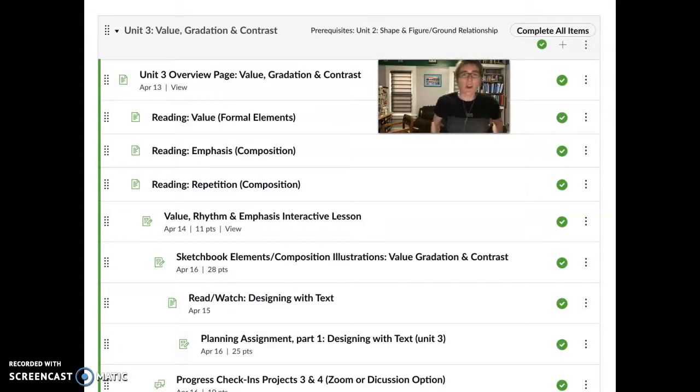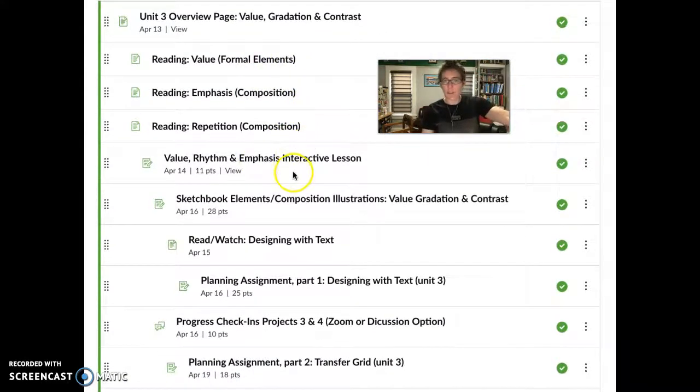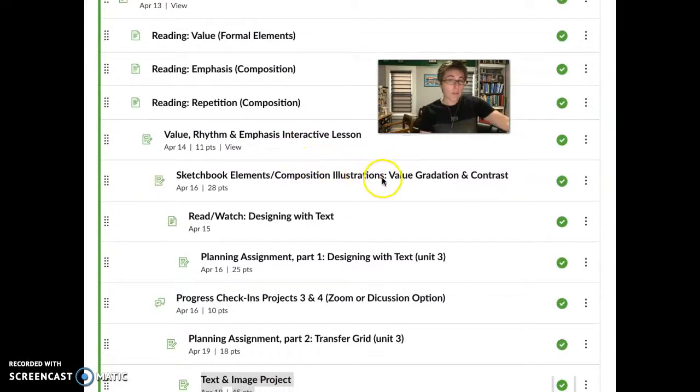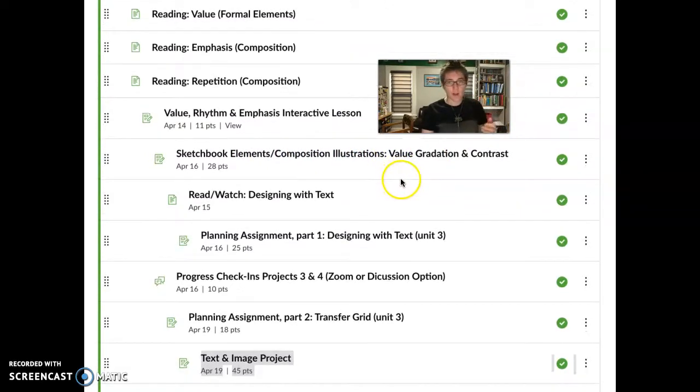Hi team. So week 3, there's a lot going on here. And so I want to check in with you about how to think about how these things are divided, what I'm expecting of you. So you've done the prep work, you've done the reading and the interactive lesson. I think folks are fairly comfortable with the sketchbook illustrations. So I'm happy to answer questions about that. I'm happy to give you feedback, but I'm going to move on.